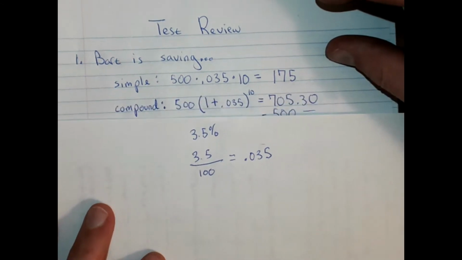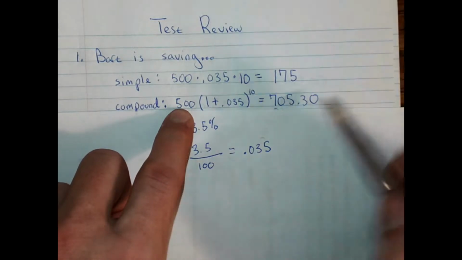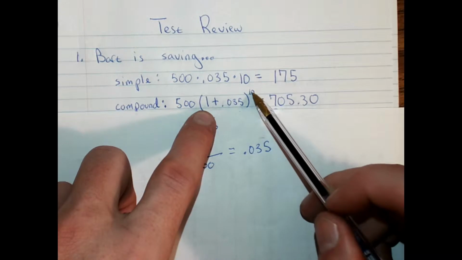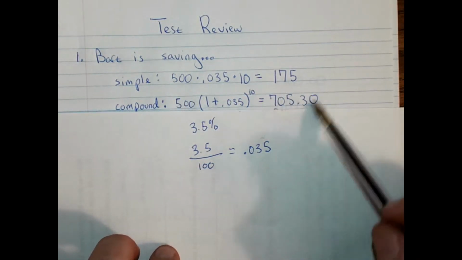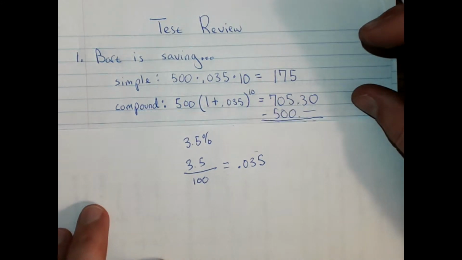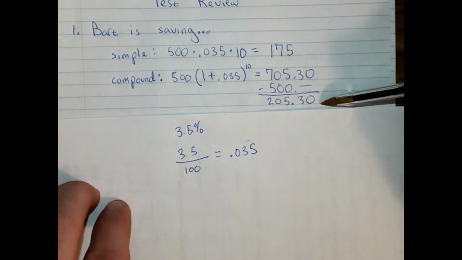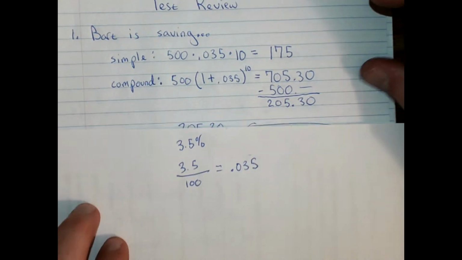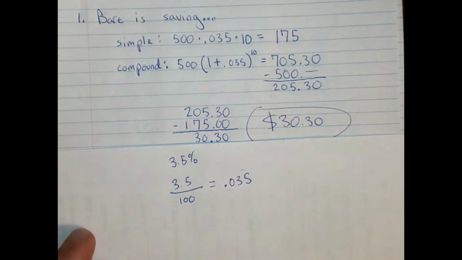So you calculate that simple interest, and then you come around and you do the compound interest. Same thing. Start with 500, use the compound interest formula with 3.5% for 10 years, and you get this value, but this is the total amount in the account. So if you subtract off the amount you started with, what you're left with is the interest that you earned. And then you compare the interest from the compound to the interest from the simple, and the difference is $30.30.